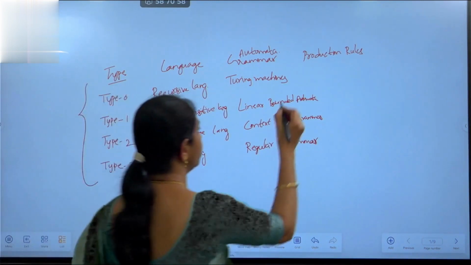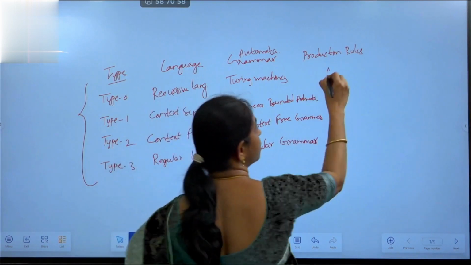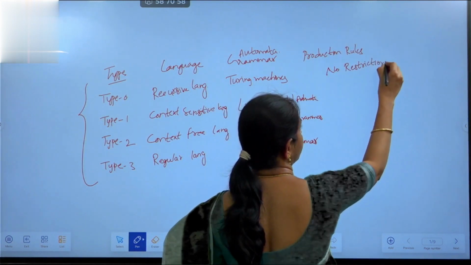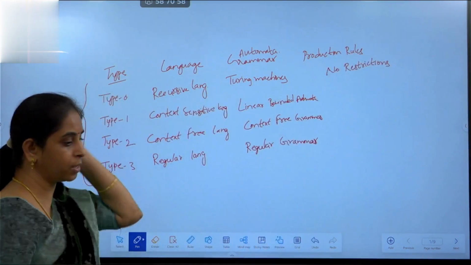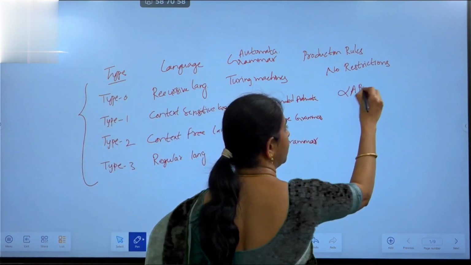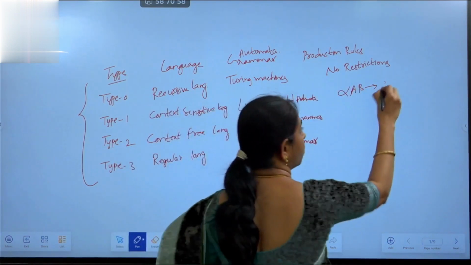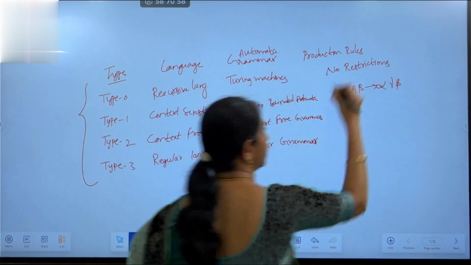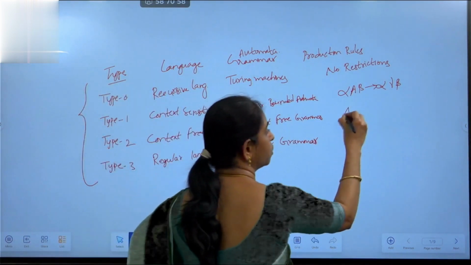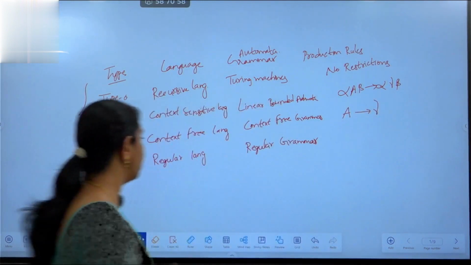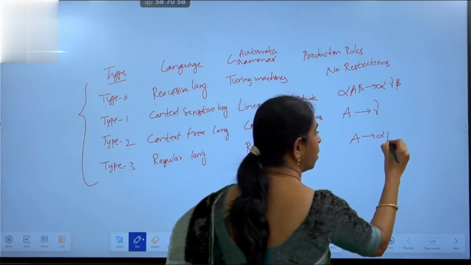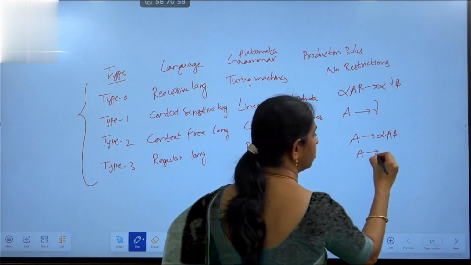Coming to the production rules, for the Turing machine we have no restrictions on the production rules. This is very, very important: no restrictions whenever we are writing the Turing machine, that is type 0. Coming to type 1, we have alpha A beta deriving alpha gamma beta. That is the basic production rule. Coming to type 2, the context free grammar, the production rule is A derives gamma. Coming to type 3, regular language, we have A derives alpha B, or A derives alpha.